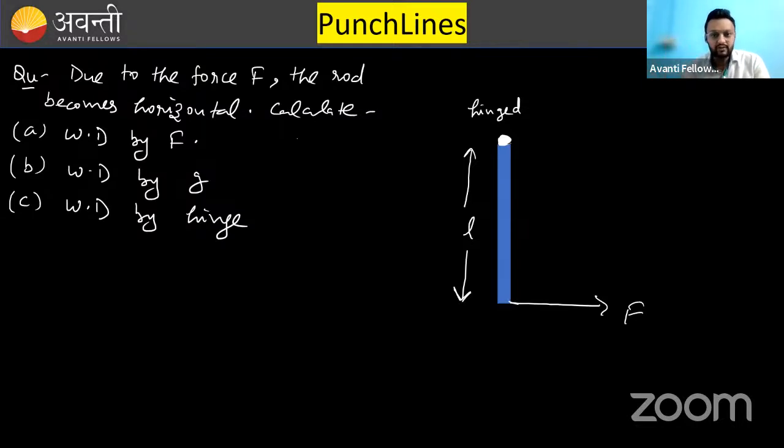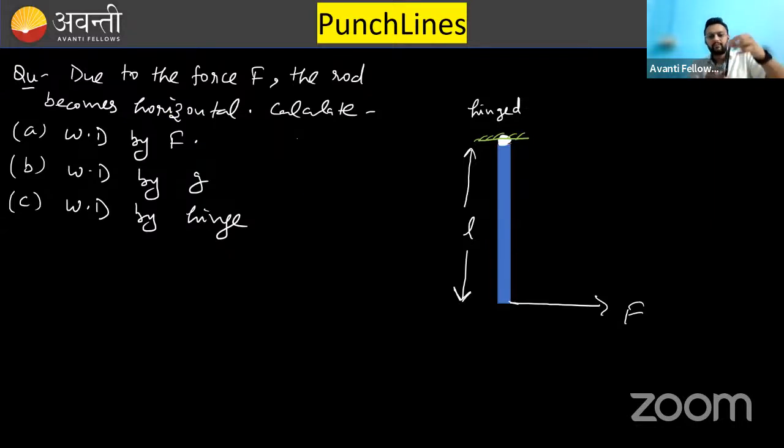Let me explain the question first. There is a rod. This blue thing is the rod, a linear, slim, thin rod, which is hinged at this point. Hinged means freely attached at this point, and a force F is applied at the end of the rod. Due to the force F, the rod becomes horizontal.